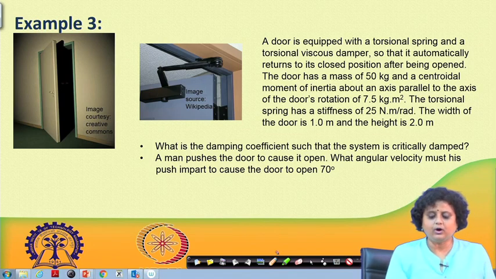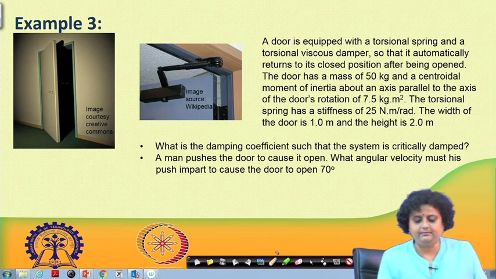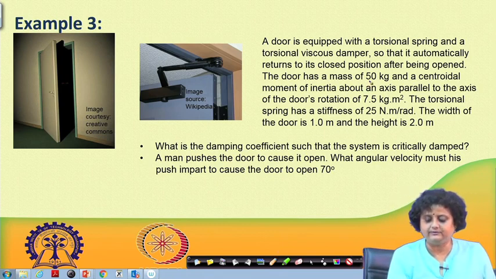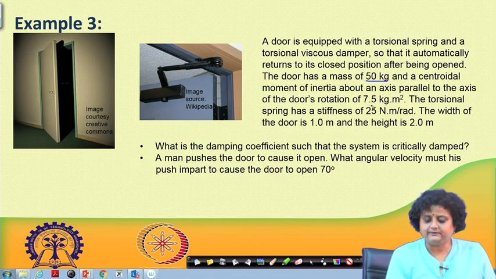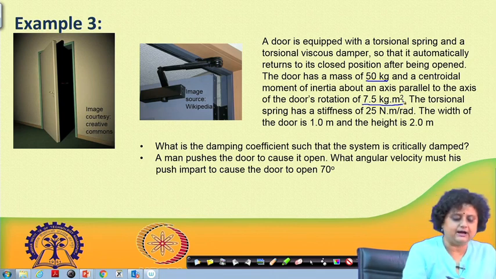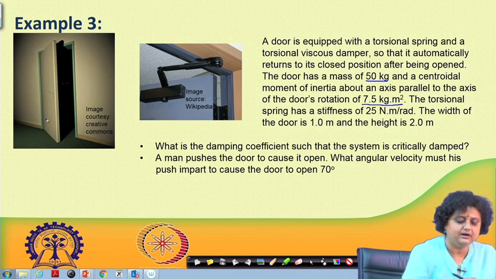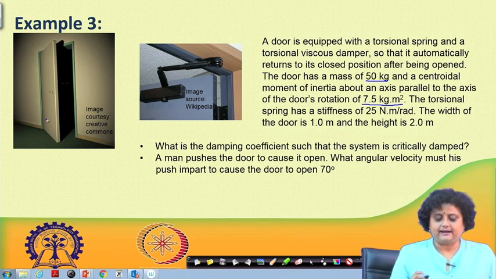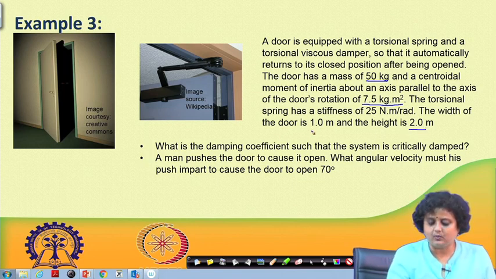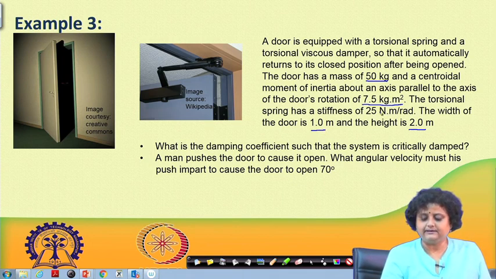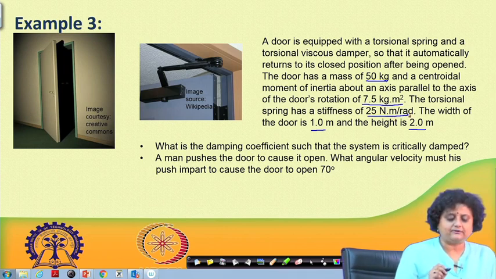What we have in this problem is that the mass of the door is given, which is 50 kg, and the second moment of inertia is given as 7.5 kg meter square. This moment of inertia is about the centroidal axis of the door. The dimensions of the door are given: it is 2 meter in height and 1 meter in width, and there is a torsional stiffness of 25 Newton meter per radian. I will try to explain the problem.